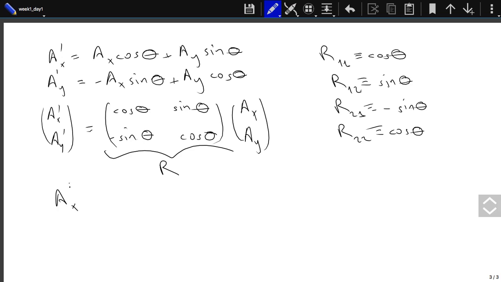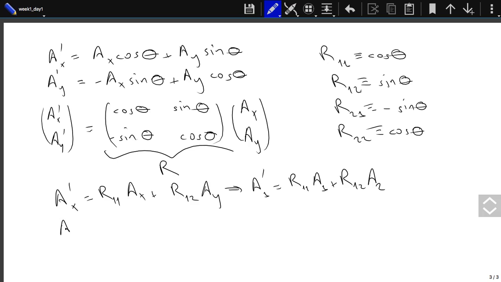Now let's look at this AX prime. We said that AX prime is AX times cosine theta plus AY times sine theta, but cosine theta is R11 and sine theta is R12. Just keep in mind that what we mean by the X component is the first component, and the Y component is the second component. So this equation is, in fact, A1 prime is equal to R11 A1 plus R12 A2.